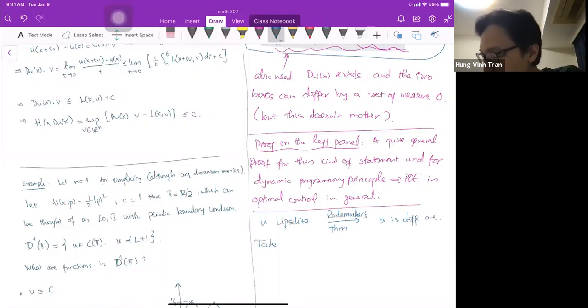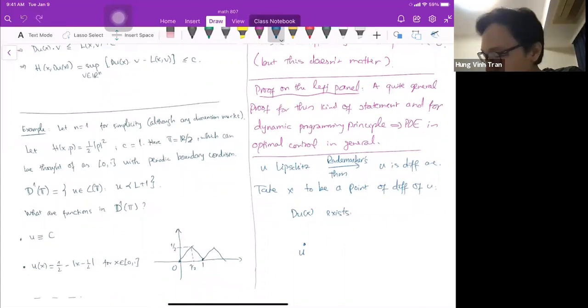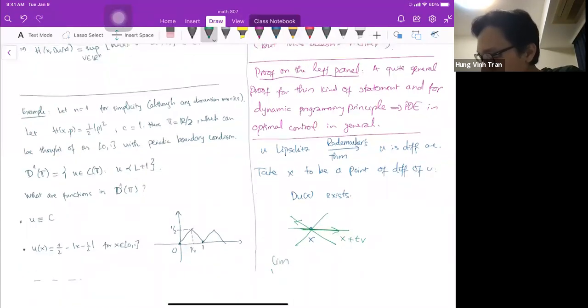So you take x to be a point of differentiability of u, that is, du of x exists. Then if you take a point x here and want to go from the values of u to the derivatives of u, you can explore along any possible direction. For example, along the direction x plus tv, it's natural to write down the limit as t goes to 0 plus, or minus, doesn't matter, of u of x plus tv minus u of x over t.